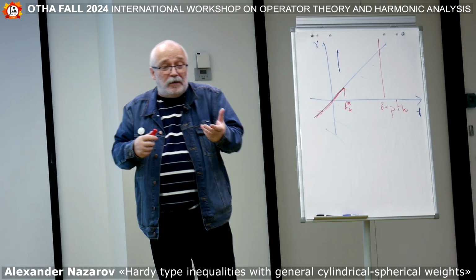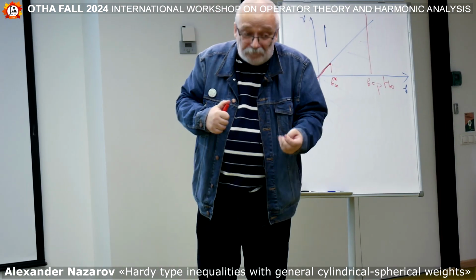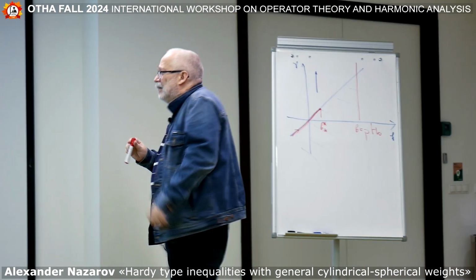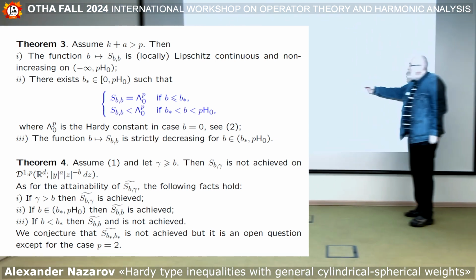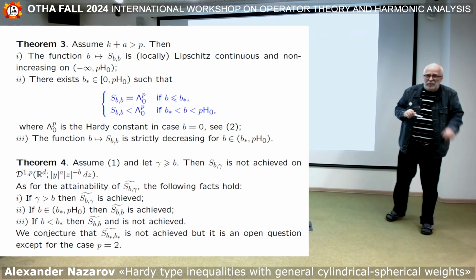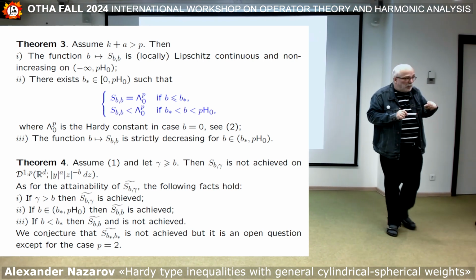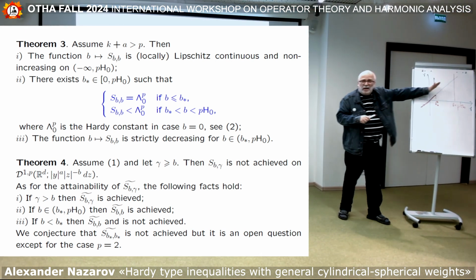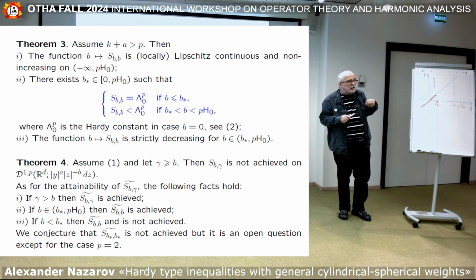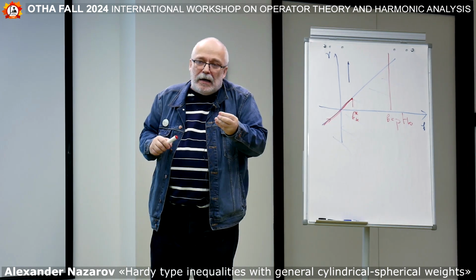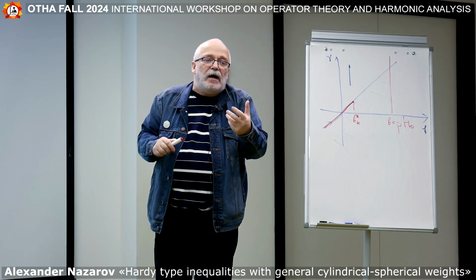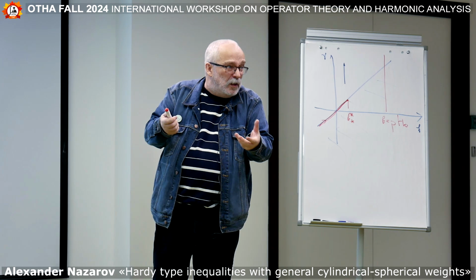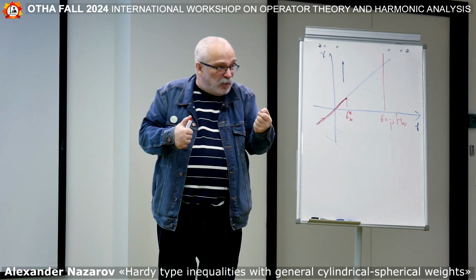The next question is the question about attainability. As in the classical Hardy inequality, this constant is not achieved in the energy space, it is never achieved. What about S tilde? It turns out that up to this line, the S tilde is always achieved. This explains why I said that it can be touched. We can approximate it well, because it is achieved.